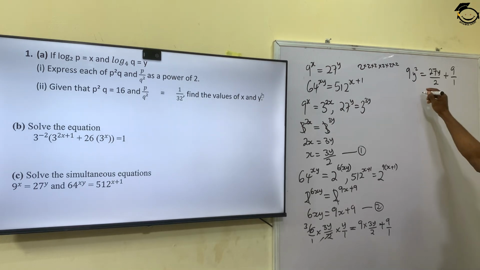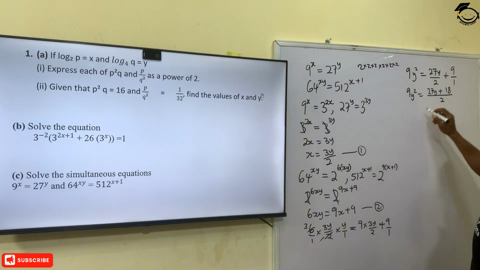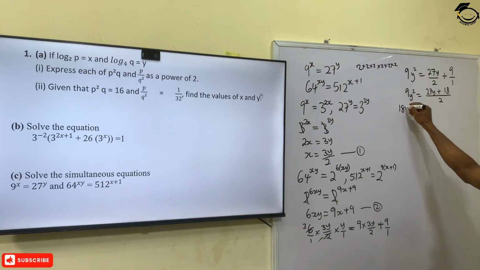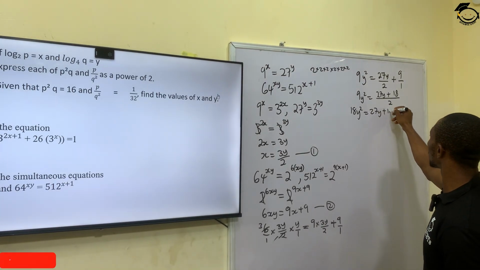Now, our LCM for this side would give us 2. 2 into 2, 1. So this will give us 27y plus 1 into 2, 2. 2 times 9, 18. So cross multiplying, 9 times 2 will give us 18y squared equals 27y plus 18.